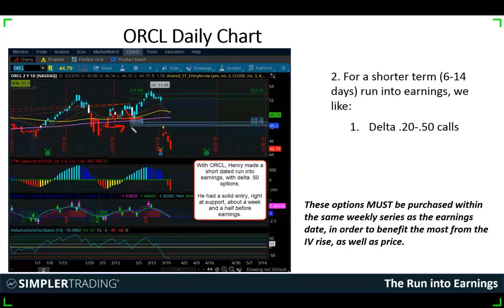So buying something like this for Oracle, trade it higher, trade it higher, trade it higher. You can see the earnings report, boom, it just gets crushed. But you don't care because you sell it before earnings, right? That's the goal here. Another reason why we don't hold it through that earnings report. Just looking for the run into earnings.